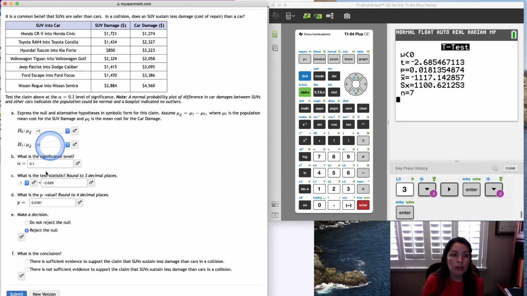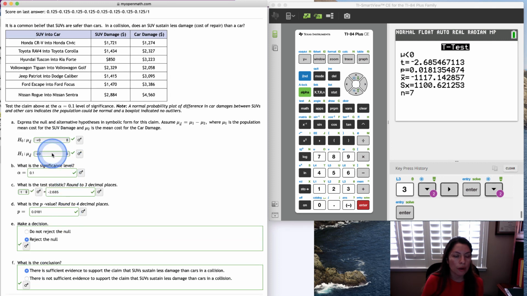If we reject the null, that means we accept the alternative, and we can say that there is sufficient evidence to support the claim that SUVs sustain less damage than a car in a collision, because our claim was our alternative hypothesis. If I submit this, you'll see that every part was correct. So just make sure that when you have two samples that are dependent, you run a one sample t-test on the differences, and those differences should be a separate list in your calculator.